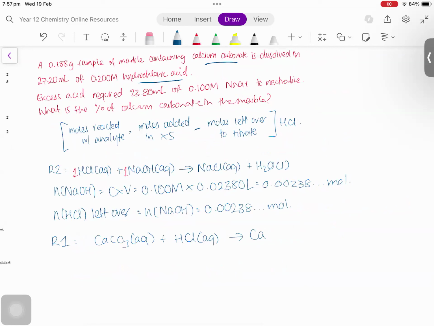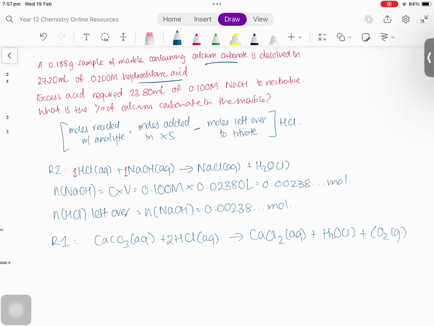CaCl2, because calcium is 2 plus. Do I make a CO2 for this reaction or no? Is this a regular base? Yeah, I do because I've got a carbonate in this case, plus CO2(g). Yeah. So HCl here, and that's it. 2 moles of HCl to react with 1 mole of calcium carbonate.